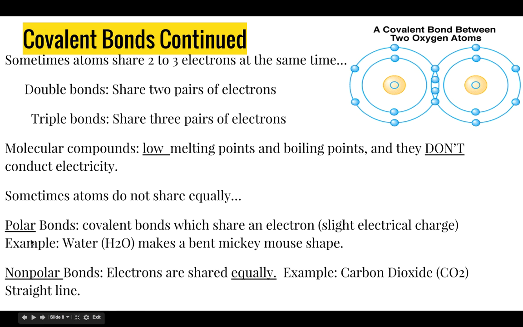We get a polar bond when covalent bonds share an electron unequally, with a slight electrical charge. So water makes a bent Mickey Mouse shape in its structure. And in nonpolar bonds, our electrons are shared equally. So carbon dioxide would be another example. It would look more like a straight line in how they're sharing those electrons.